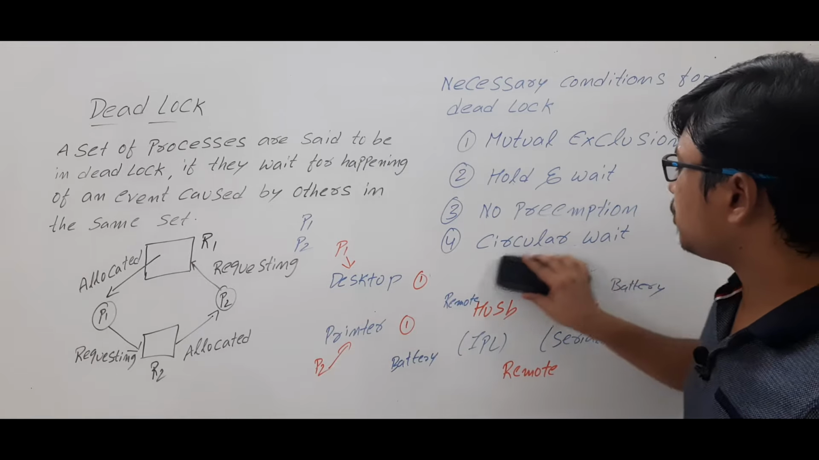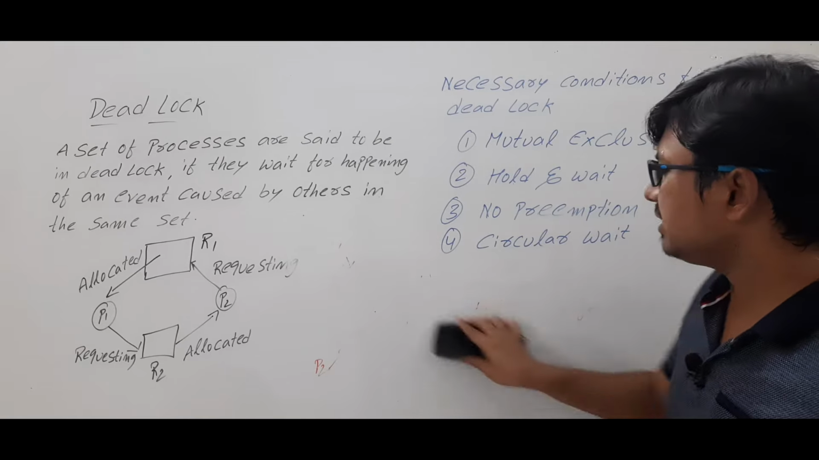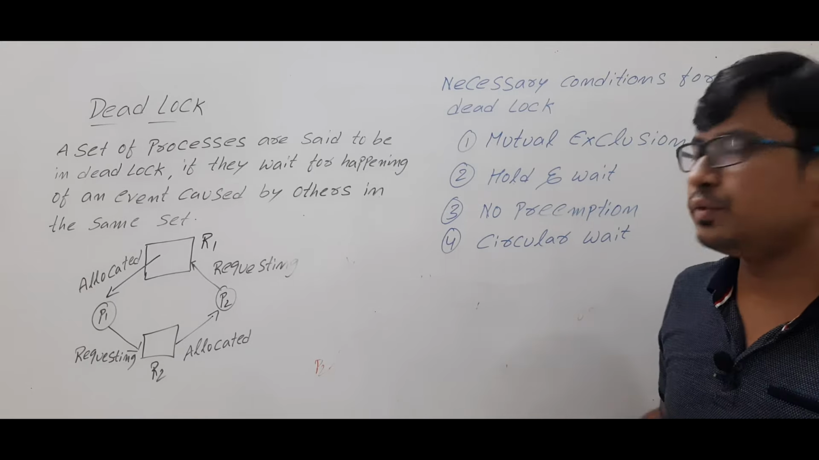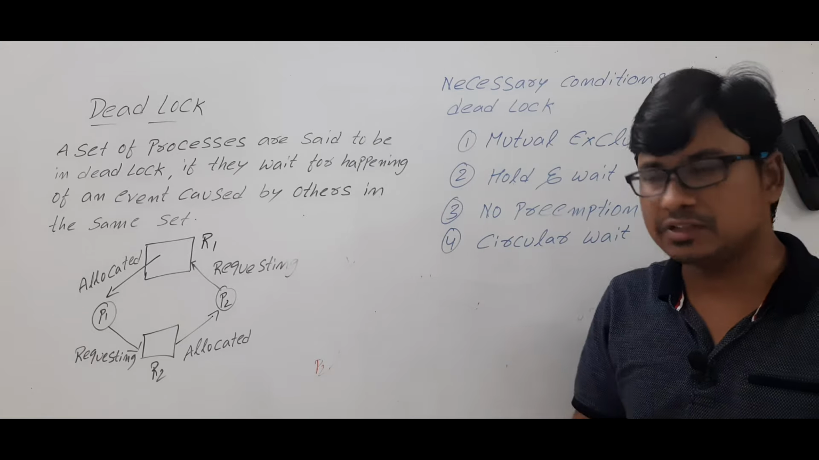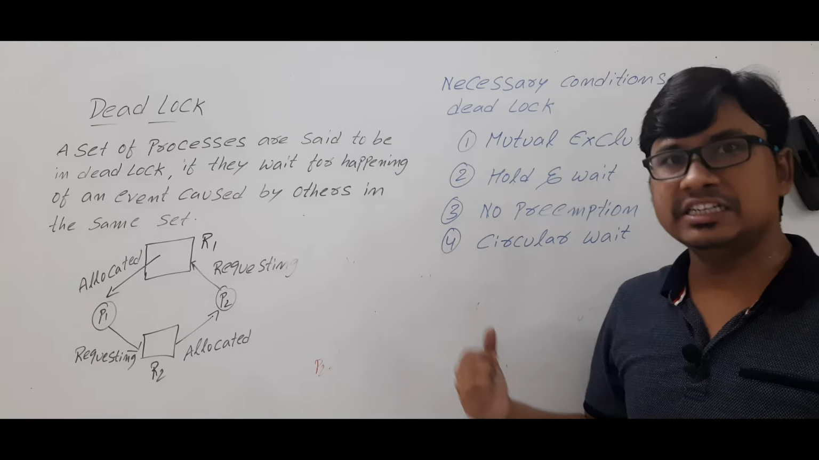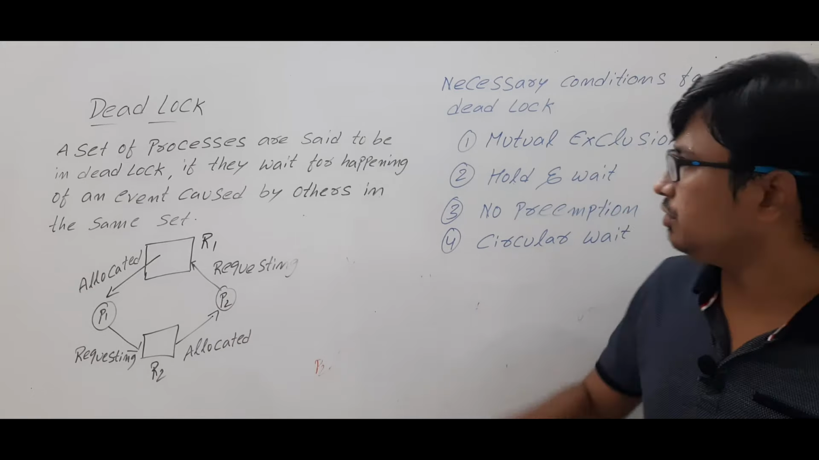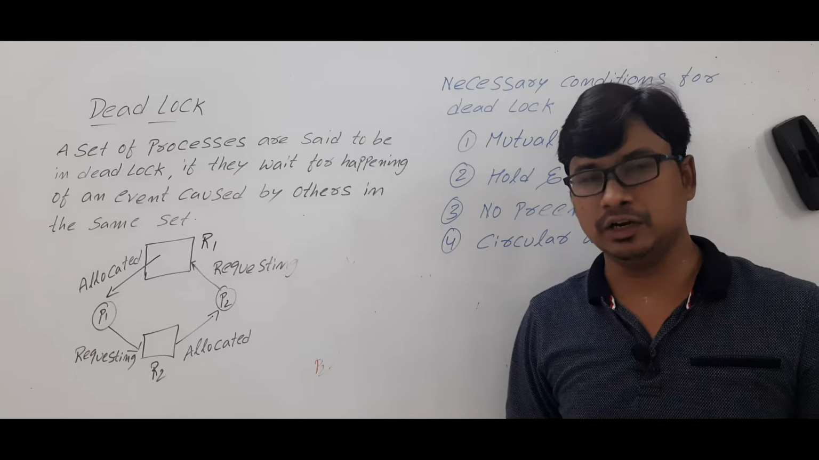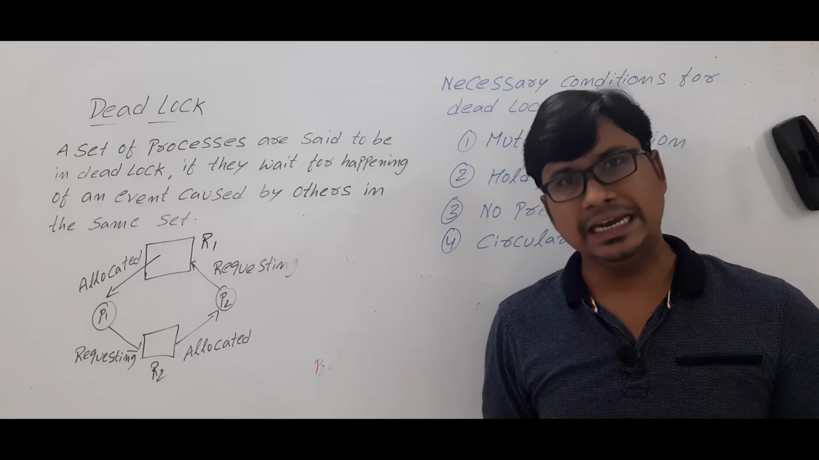Now, we will discuss what are the necessary conditions for the deadlock. Is it clear? The necessary conditions for the deadlock are mutual exclusion, hold and wait, no preemption, and circular wait. If these conditions are satisfied, then we will say that it is a deadlock. If any one condition is disabled, then there will not be any deadlock. So only if all these necessary conditions are satisfied, we will say that it is a deadlock. If any one is not satisfied, we will say that it is not a deadlock at all.